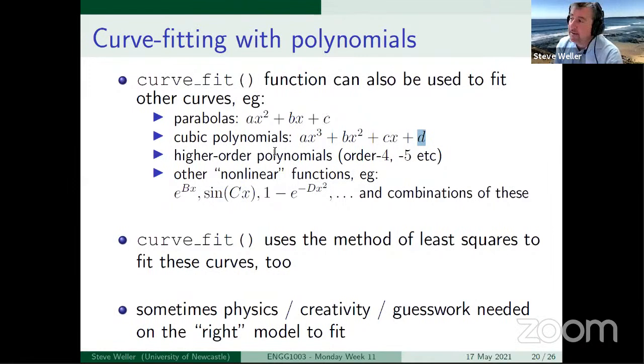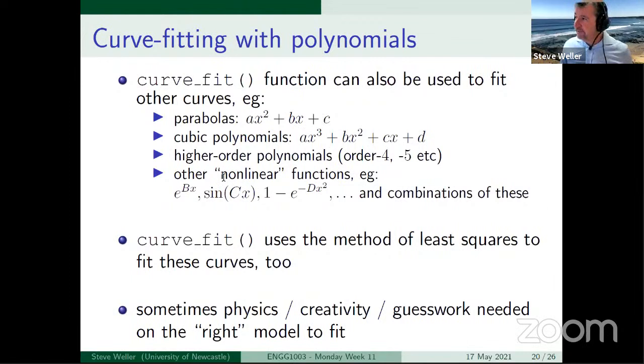One of the nice features of the principle of least squares is that it applies to these more complicated functions too. There are also some tricks and some limitations. They're beyond the scope of this course. But the really nice thing about the curve fit function in Python is that it also works with other so-called non-linear functions. These ones that are parabolas and cubics and higher order are non-linear. They're not a straight line, literally non-linear.